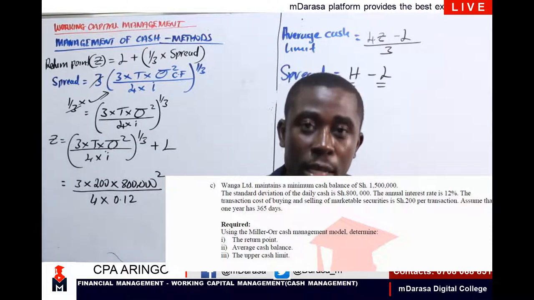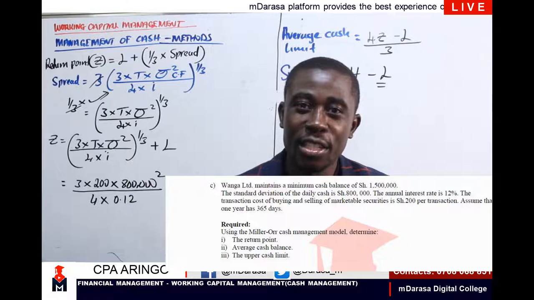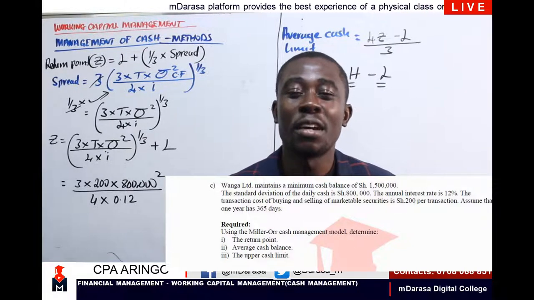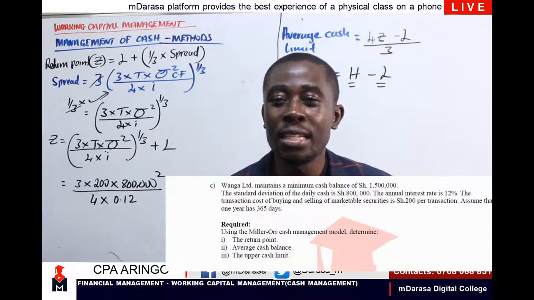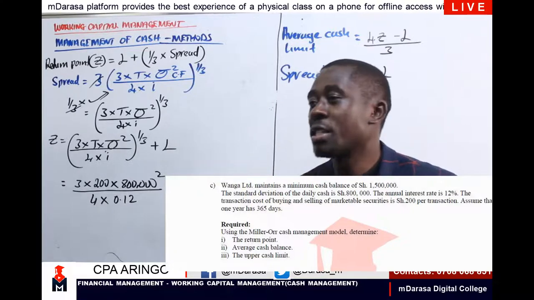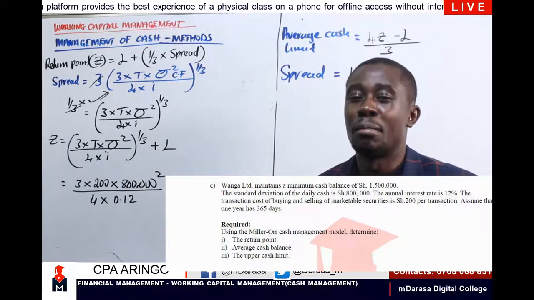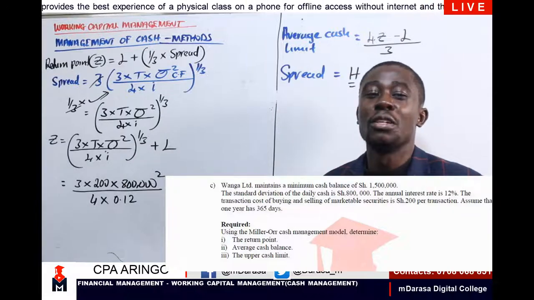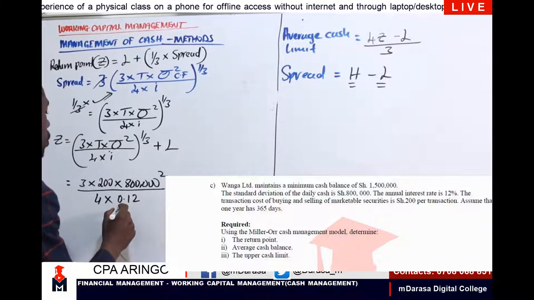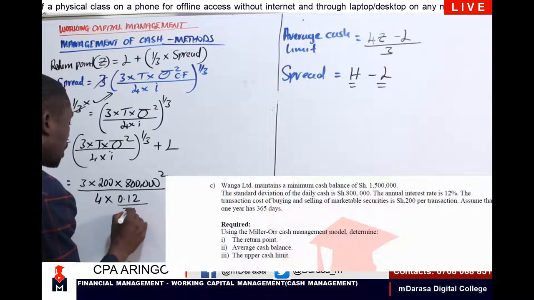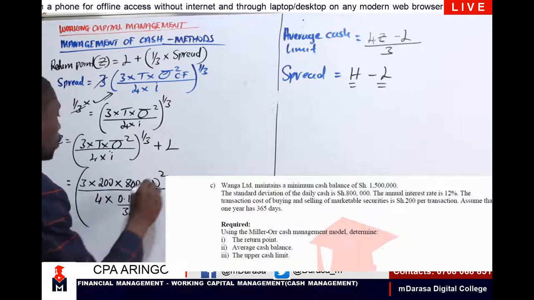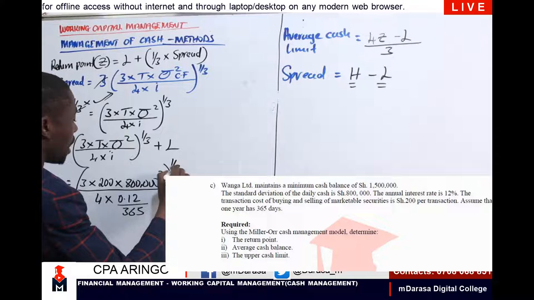So can we determine our daily interest? If I have 365 days and 12% for the whole year, can we determine our daily interest? Of course, you can. I'll just take 12%, which is 0.12, divided by 365. I should not forget to raise this to the power of a third.